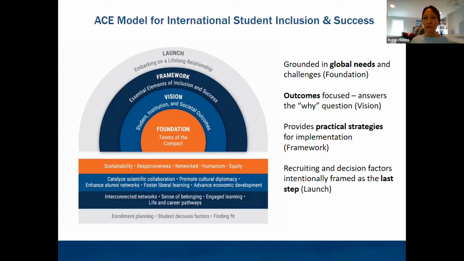And then finally, recruiting and decision factors are intentionally framed as the last step in our model. So that's the launch part. So it's really recognizing that institutions need to be thinking about the foundation, the vision, the framework, all of these pieces before they're even thinking about bringing students to campus.